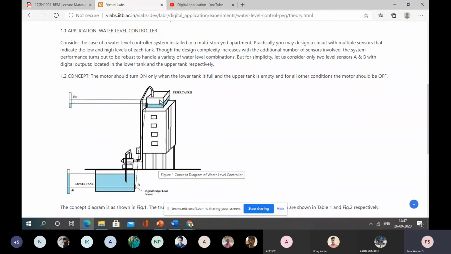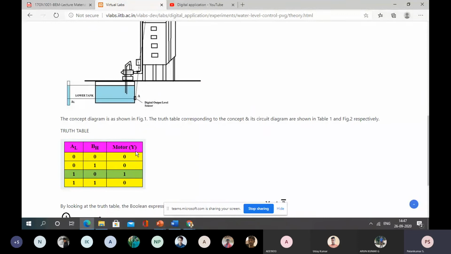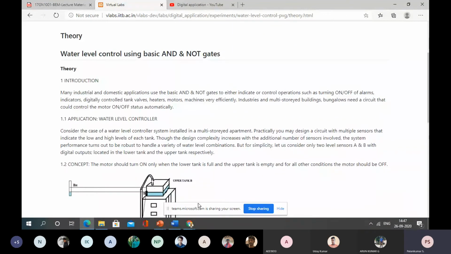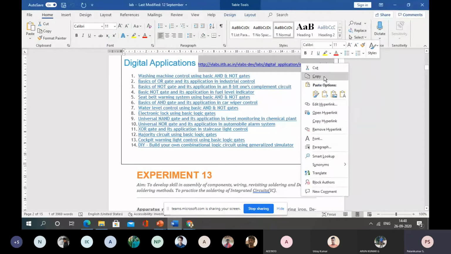Whenever the upper tank level falls below a certain value, automatically water is pumped from the lower tank. I am assuming the lower tank is A and the upper tank is B. So whenever upper tank B falls below a certain value, immediately water will be pumped from A to B. We can use this logic for when the motor should be on, implement it, and do the project. That is what I am going to send to your link. This is the link.